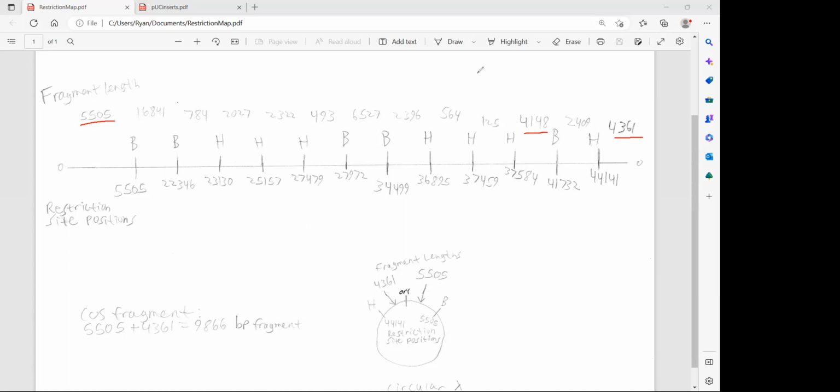So we are going linear, not circular. Only we add circular after the second one. So we keep going linear, so we got a 4148 base pair, and BAM. And then 2,409 for BAM to H for number 7.